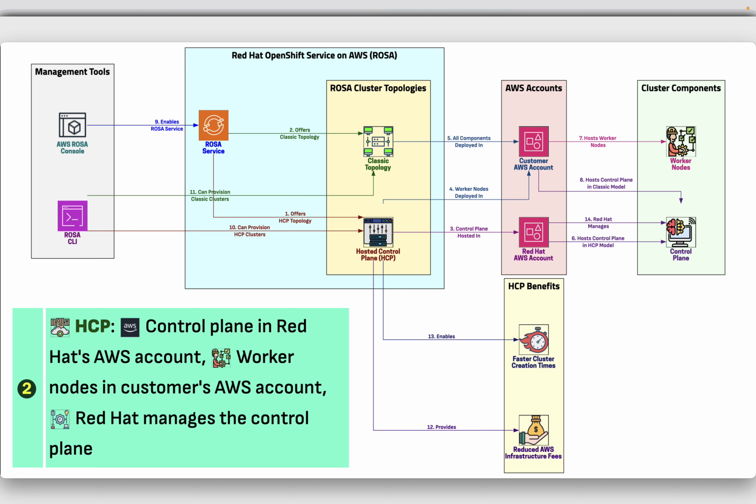In the hosted control plane, the control plane is hosted within Red Hat's AWS account and is managed by Red Hat. So Red Hat has its own AWS account and they maintain it, but they use AWS services or the AWS account itself. The worker nodes, however, are deployed in the customer's AWS account. So you have the worker nodes belonging to your AWS account, and the control plane belonging to Red Hat, which is also under an AWS account. So there is a slight segregation.